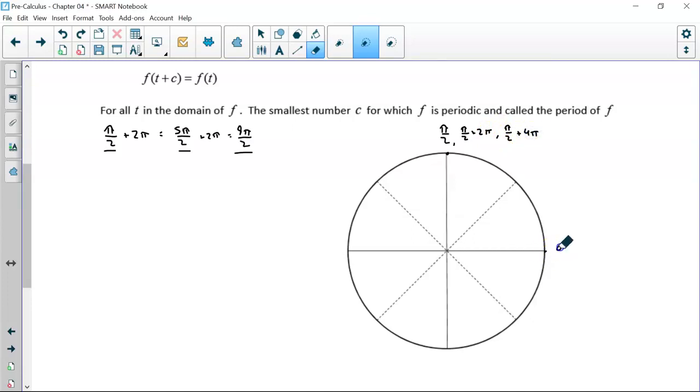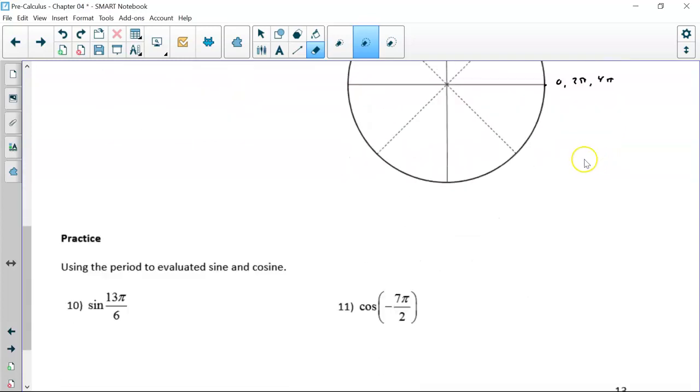So here we'd have 0, same location as 2 pi, same location as 4 pi, for example. Or pi over 4 is the same location as pi over 4 plus 2 pi and pi over 4 plus 4 pi. And that's going to work with all of these. If you add 2 pi, you're going to end up back at the same location.